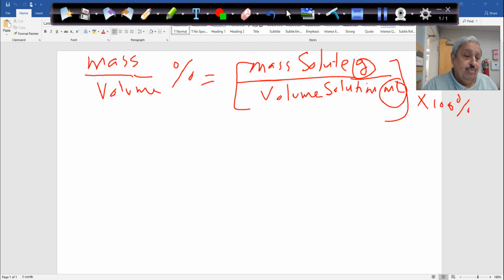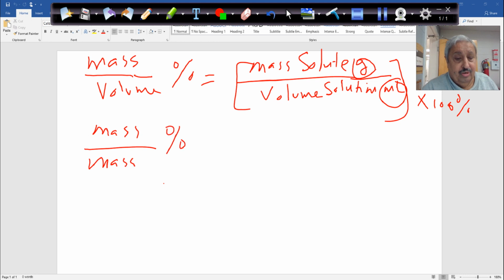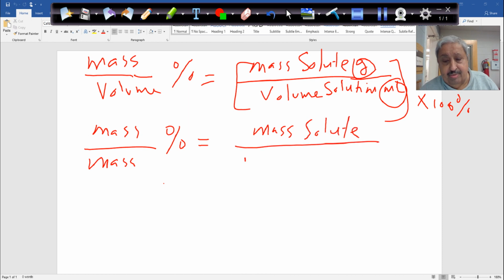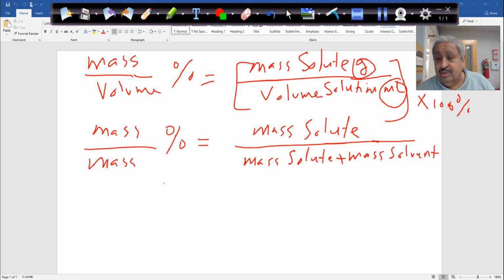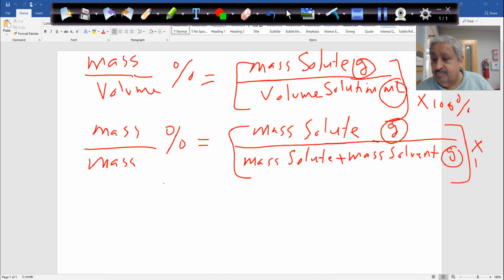Okay. Then we have mass over mass percentage. Well, it turns out to be the mass of the solute divided by the mass of the solute plus the mass of the solvent. This is grams and this is grams. And the whole thing is multiplied by 100%.